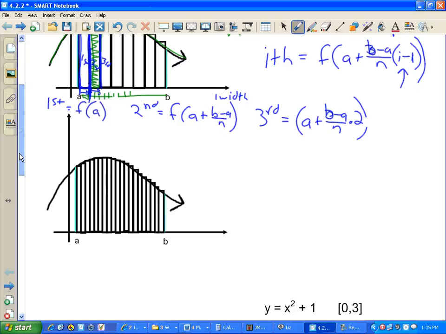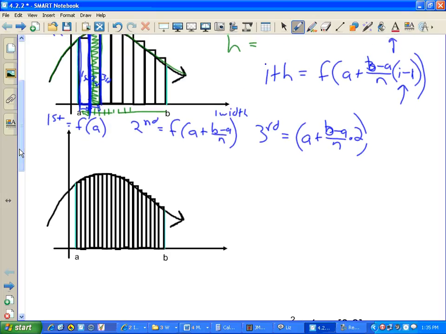Let's look at what happens if I use the right endpoints. Okay, so here I've got the same picture, only this time I'm getting more rectangles in here. My width is still going to be the same. I'm still going to be taking b minus a and dividing it into n rectangles. That's still my width.